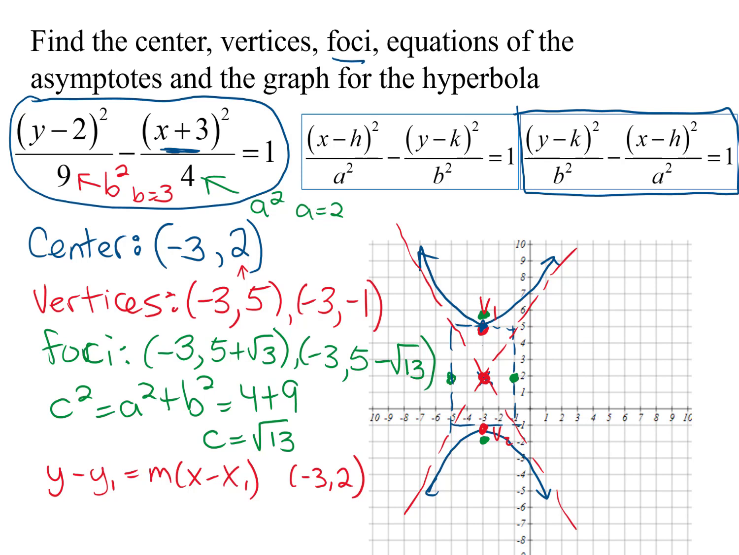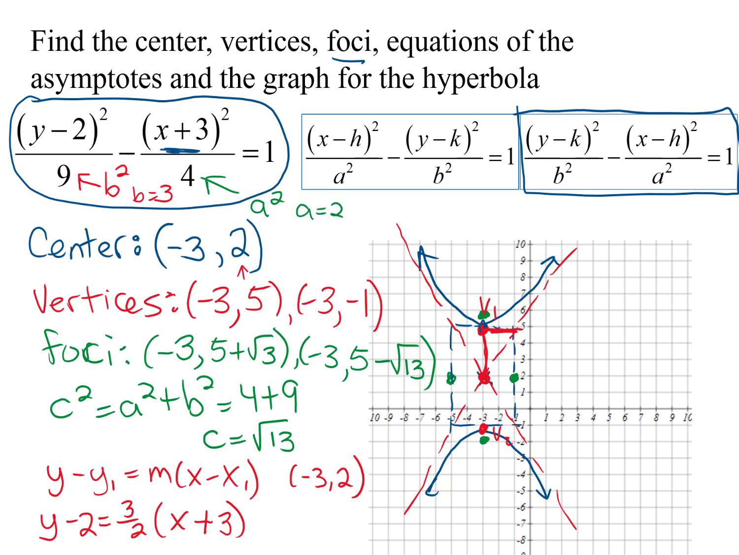So I'm going to go from the center, and I need to go up 1, 2, 3. So the change in y is 3, and I need to go over 1, 2. The change in x is 2. So my slope is going to be 3 over 2. And let's see, this should be y minus the y from the point. And then there's my slope. And then I've got x minus a minus will make it a plus, the x from the point. So there is the equation of my first asymptote.